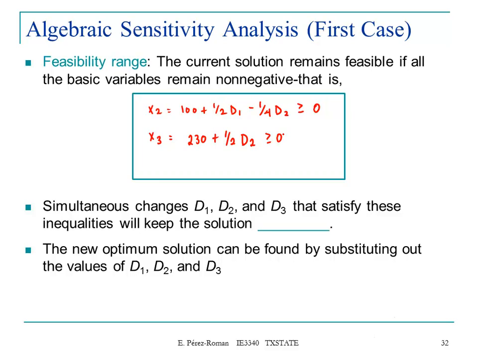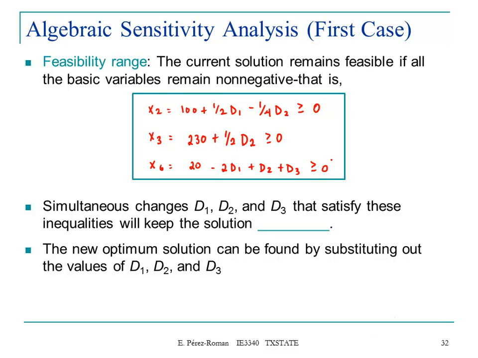And finally, we have x6, which equals 20 minus 2 d1 plus d2 plus d3. That needs to be greater or equal to 0. So again, we already know the dual price. We know that if we increase this resource by this many units, that will increase my objective function. I will make more money.